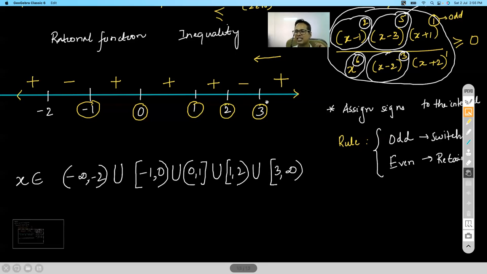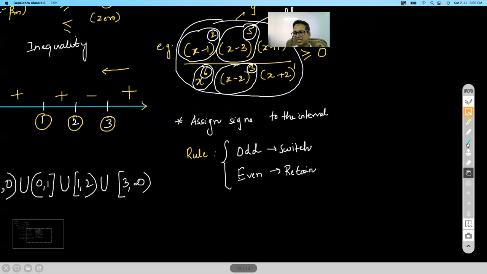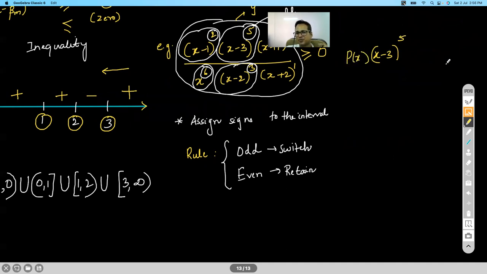Let's try to understand this. See, why did we change sign along 3? Let's say (x minus 3) to the power 5, I write it separately, and the other terms I'm clubbing up as some P of x. Now understand, if you are on the right side of 3, let's say 3.0001, and this was positive, please note that whatever was the sign of the other part is not going to change. If you move to the left side of 3.